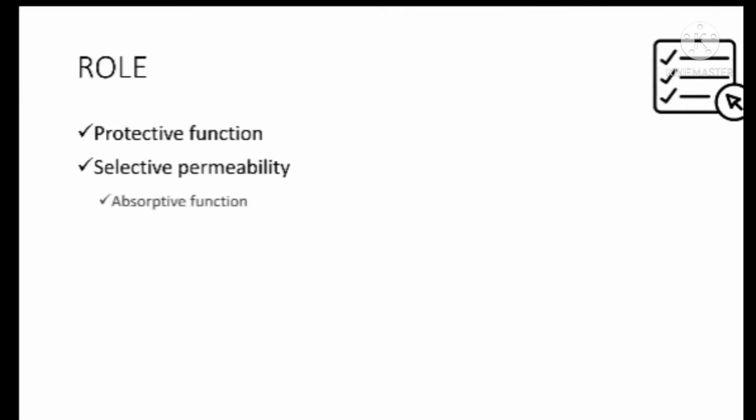Now we will discuss the function of the cell membrane. The cell membrane is very important for the cell because it provides a protective function to the cell. It is also known as a selectively permeable membrane, as it allows only selective material to pass through it. It also has an absorptive function, as it absorbs some substances that are required by the cell body.